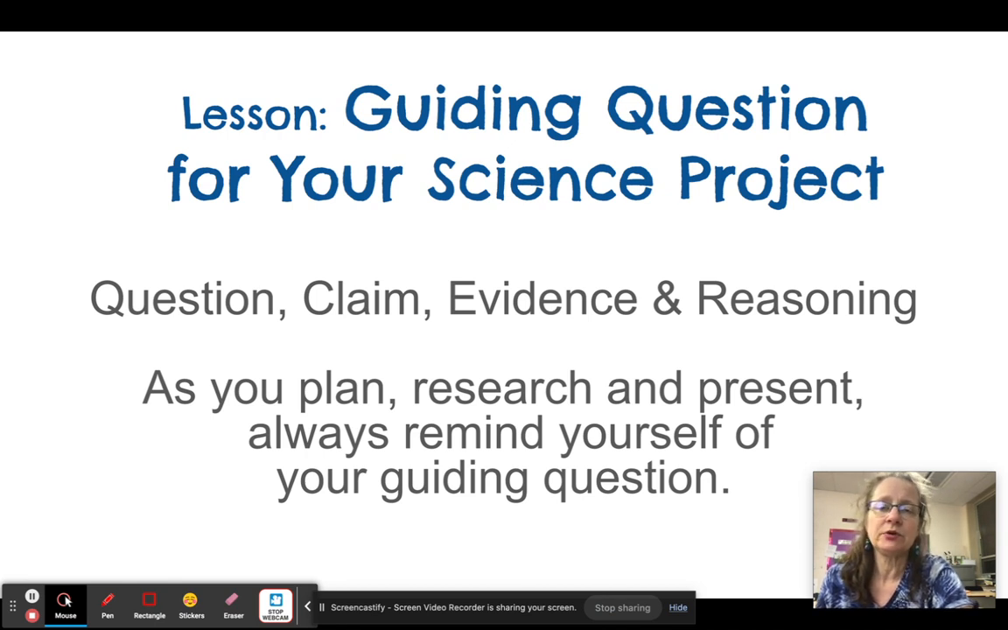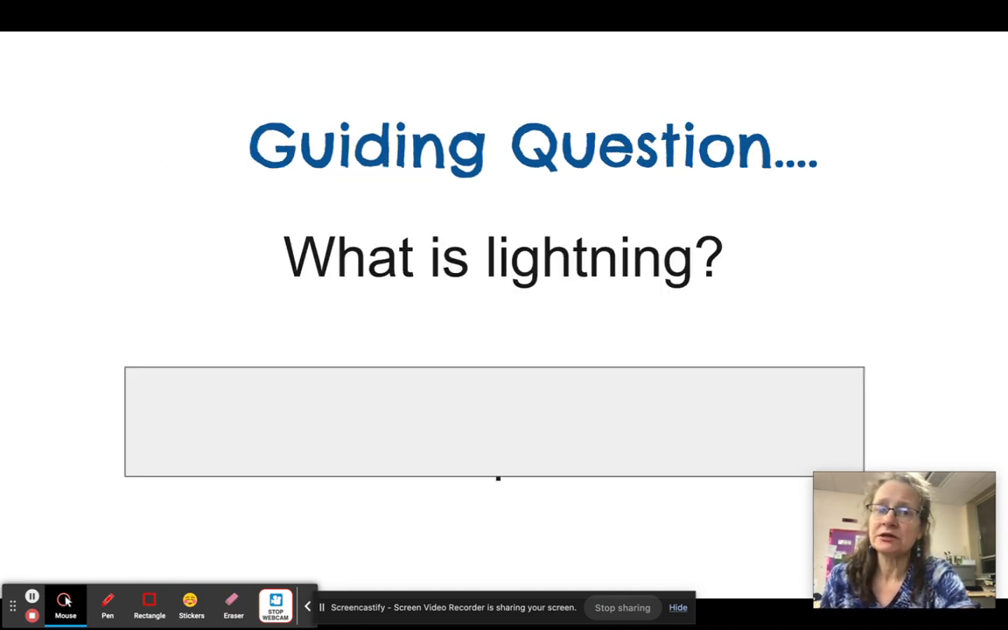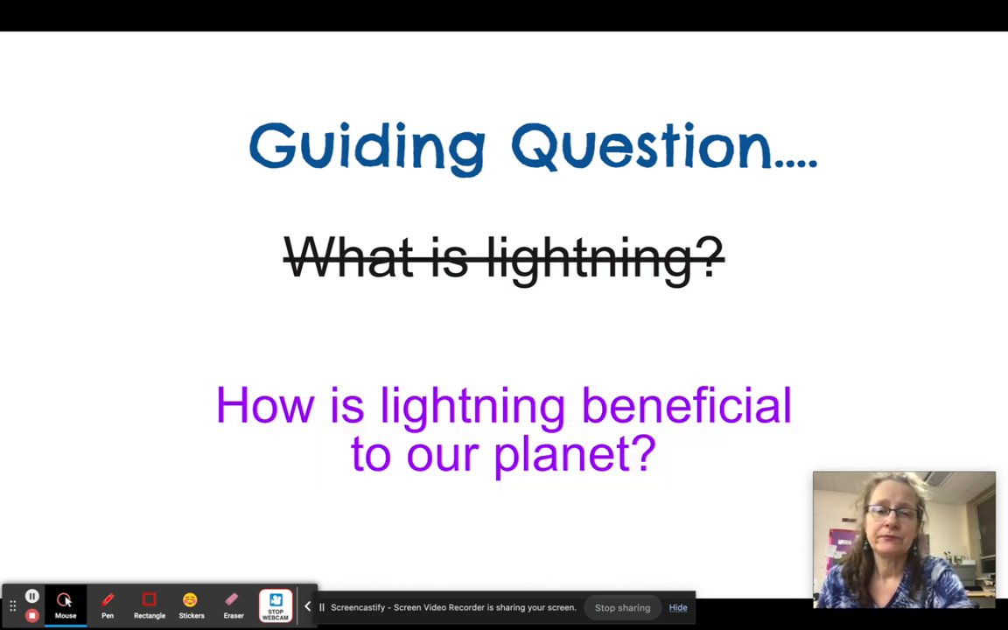Here's a few examples. Good questions. What is lightning? Here's how you can make it a little bit more complex. How is lightning beneficial to our planet? That way, you're connecting the Earth and its purpose and makes it more interesting.